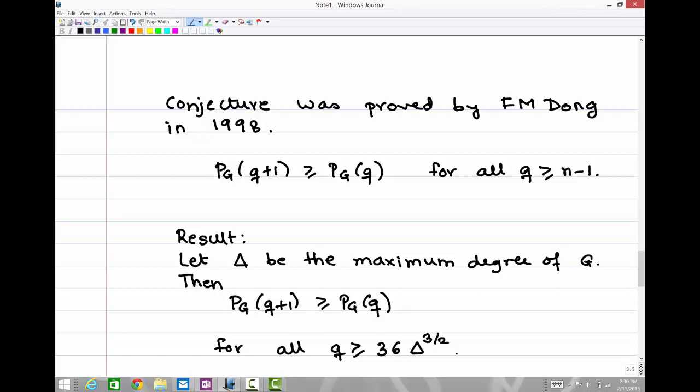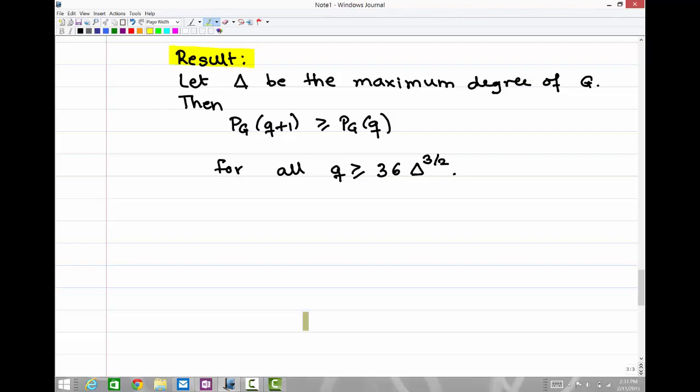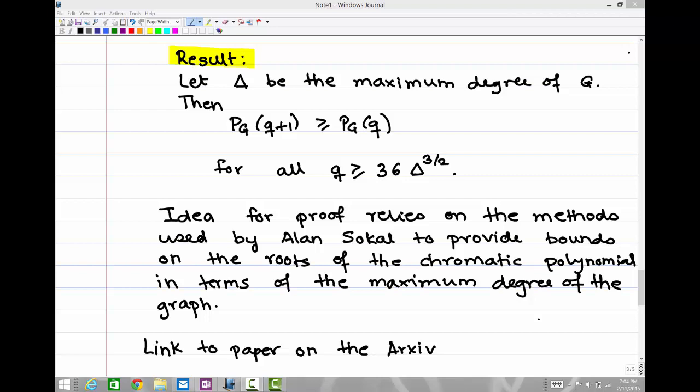3 over 2. The proof of this result relies greatly on the method used by Alan Sokal to bound the roots of the chromatic polynomial of a graph. To read more about this, please take a look at the paper.